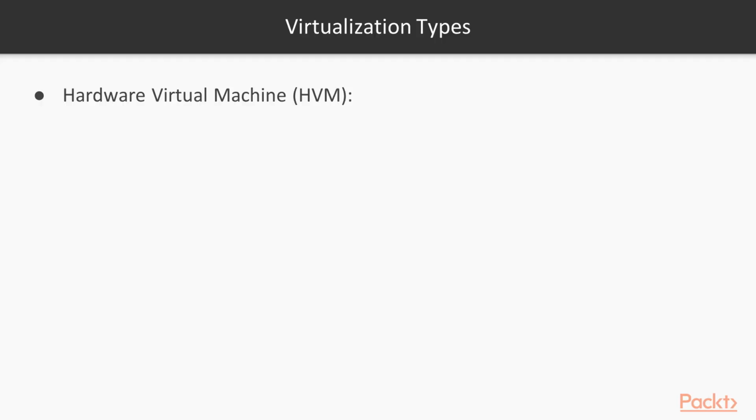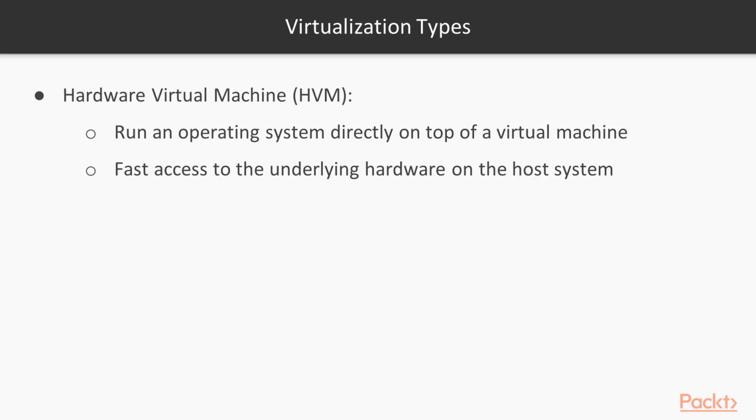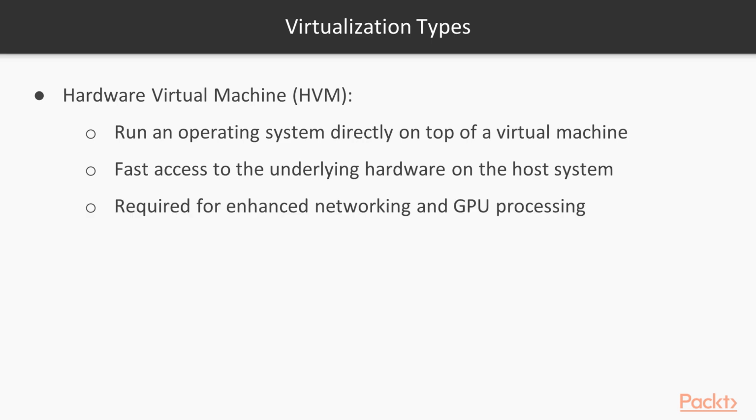Now we have two of them on the platform. We have Paravirtual and Hardware Virtual Machine. So we'll take a look at HVMs or Hardware Virtual Machines first. You can run the operating system on top of the virtual machine without any modifications, as if it were on bare metal hardware. In addition to that, you have fast access to the underlying host system, and HVM AMIs are required if you want to take advantage of enhanced networking or GPU processing.